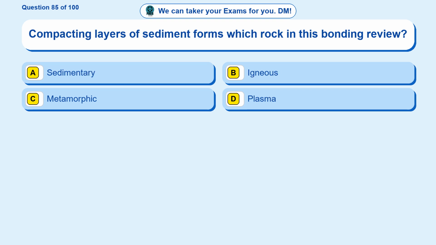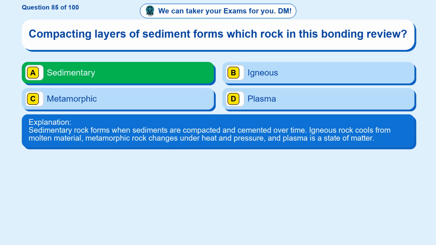Question 85. Compacting layers of sediment forms which rock in this bonding review? Option A, sedimentary. Option B, igneous. Option C, metamorphic. Option D, plasma. The correct answer is option A, sedimentary. Sedimentary rock forms when sediments are compacted and cemented over time. Igneous rock cools from molten material, metamorphic rock changes under heat and pressure, and plasma is a state of matter.